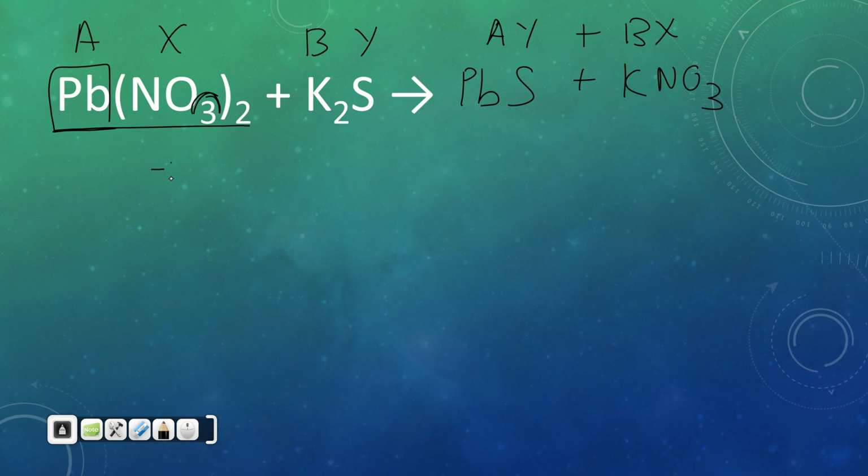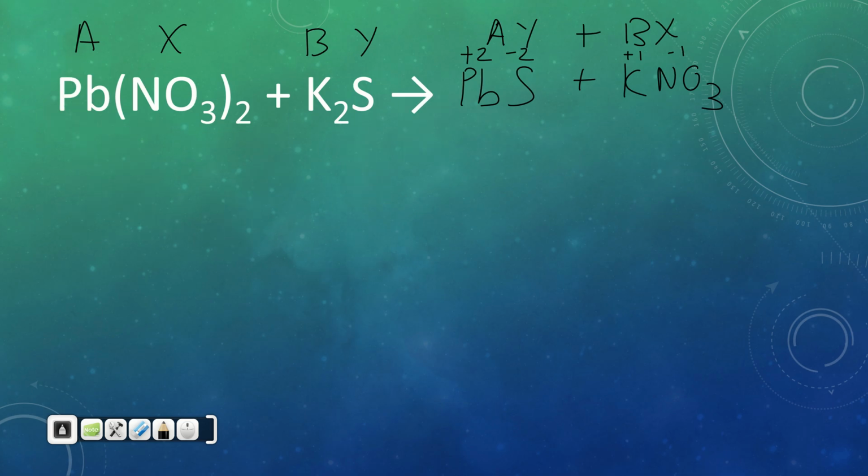If this is -1 and I have 2 of them, the overall charge is 0. X will equal -2 or +2. So this is lead 2. So this is +2, S is -2. They cancel each other out. K is +1, NO3 is -1. They cancel each other out. So now I can balance the whole thing.